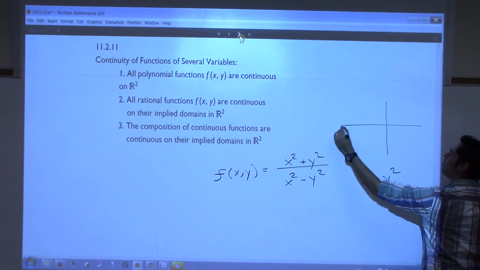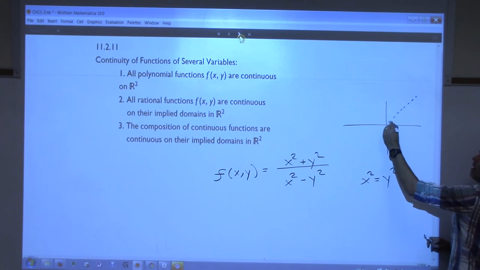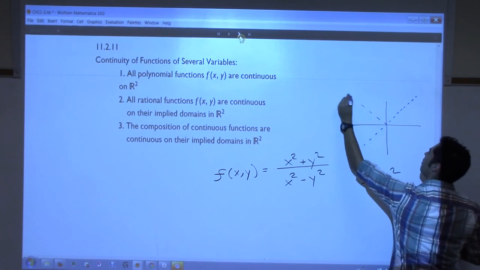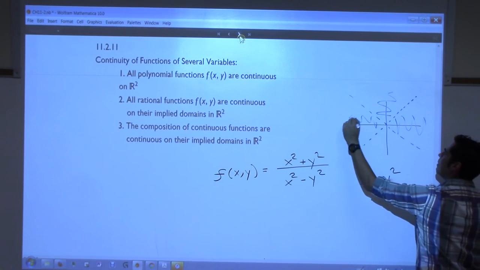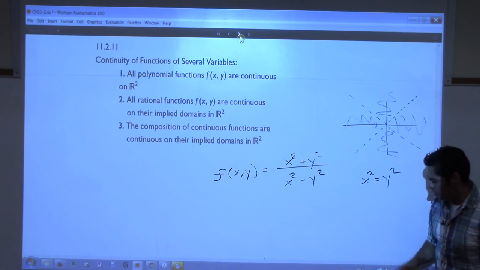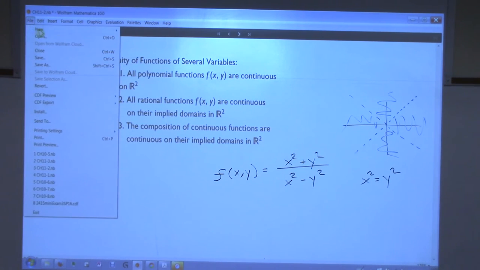What does that look like geometrically? x squared equals y squared. x equals y would not be allowed to be in our picture, and x equals negative y would not be allowed in our picture. So our domain would actually be everything in here, everything in here, everything in here, everything in here. That's what it would look like. I wonder what that would look like if you graphed it. Be kind of interesting. You would have a bunch of dipping down and going up. Should we see it? I just kind of made that one up.